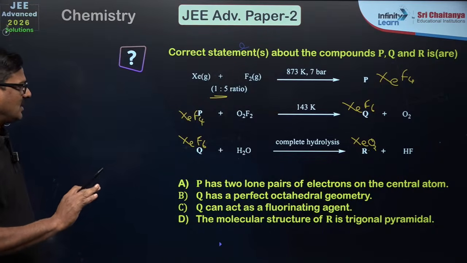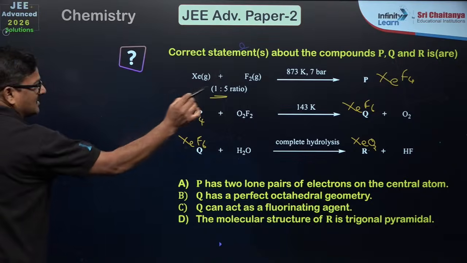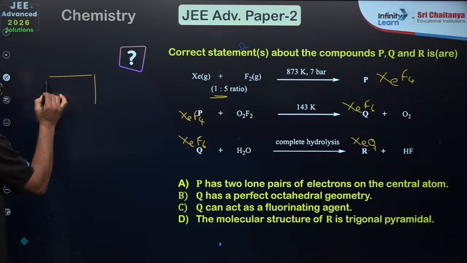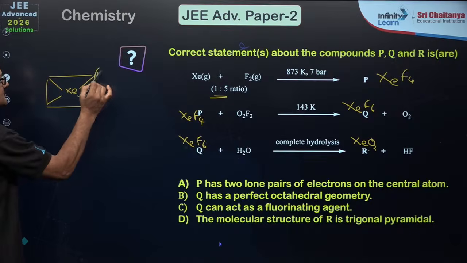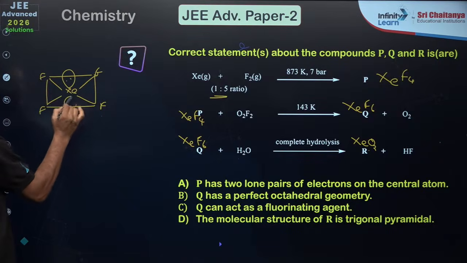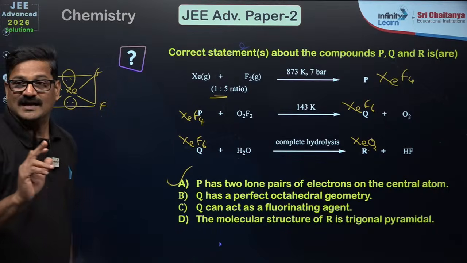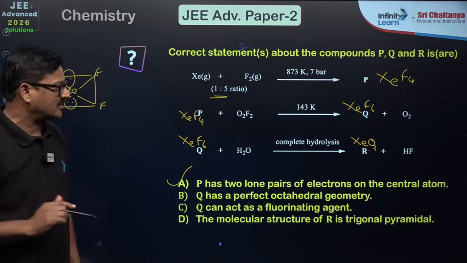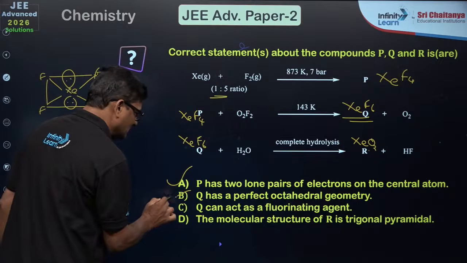P has a lone pair of electrons on its central atom. Yes, XeF4 you can consider. This is a square planar structure. So this is correct. More than one option correct. And Q has a perfect octahedral geometry? It is a distorted octahedral geometry.